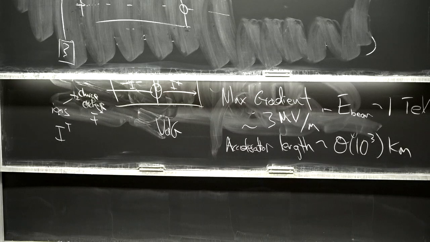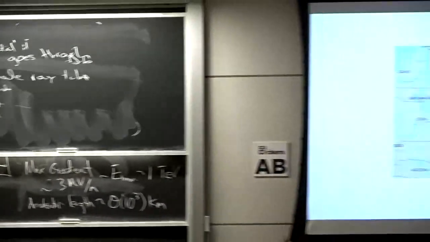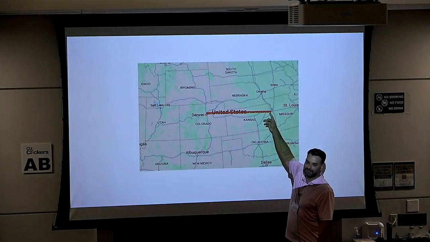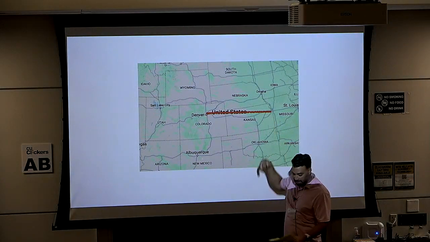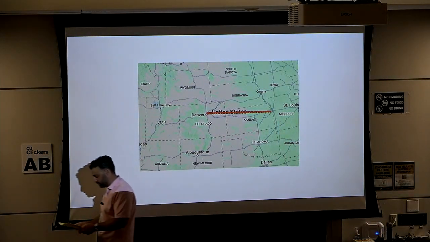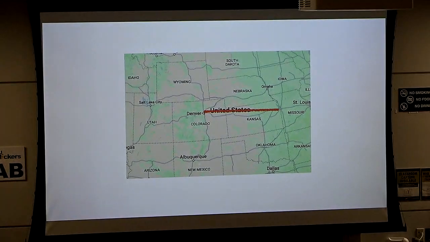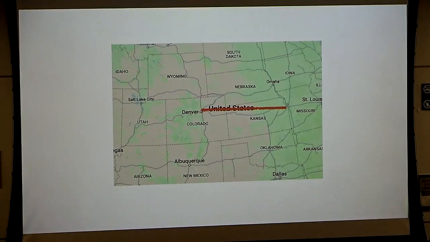But now, let's put this on the map. So if going from Boulder, we would need to make a linear accelerator that was roughly to here, okay? If we could repeat this electrostatic structure over and over again, okay? So clearly, electrostatic accelerators are not the path to high energies.